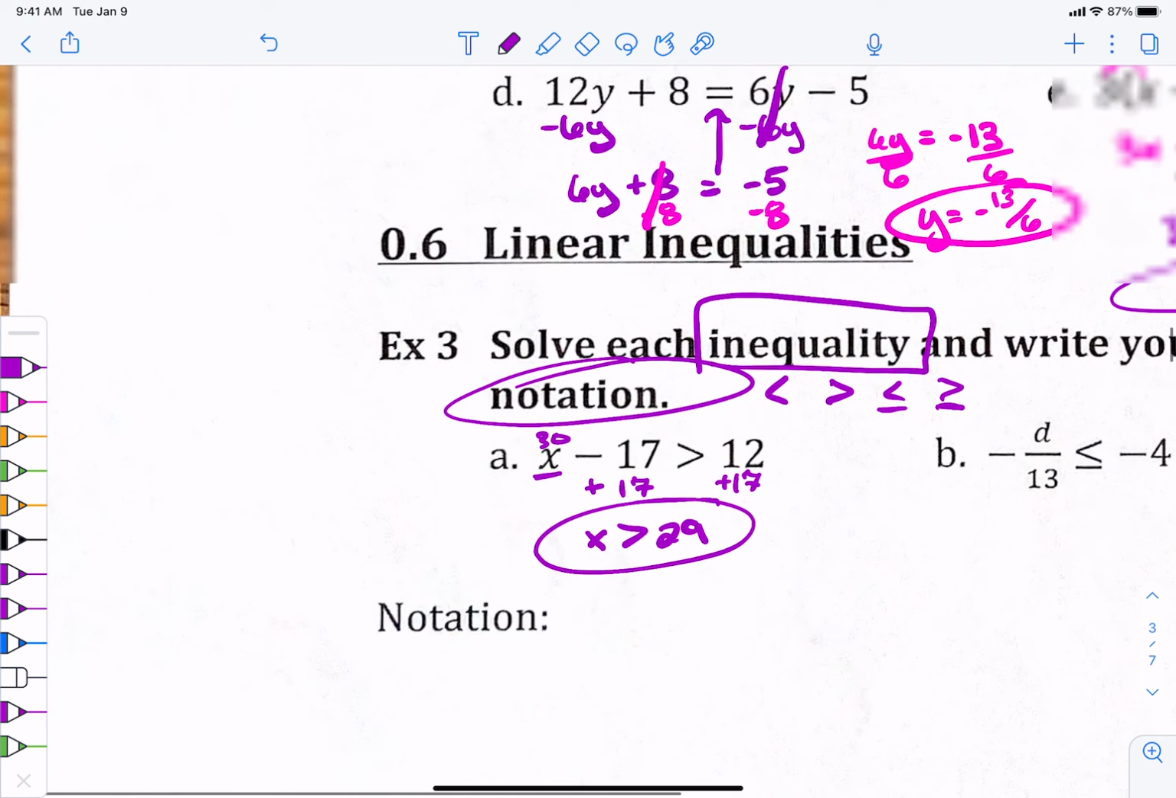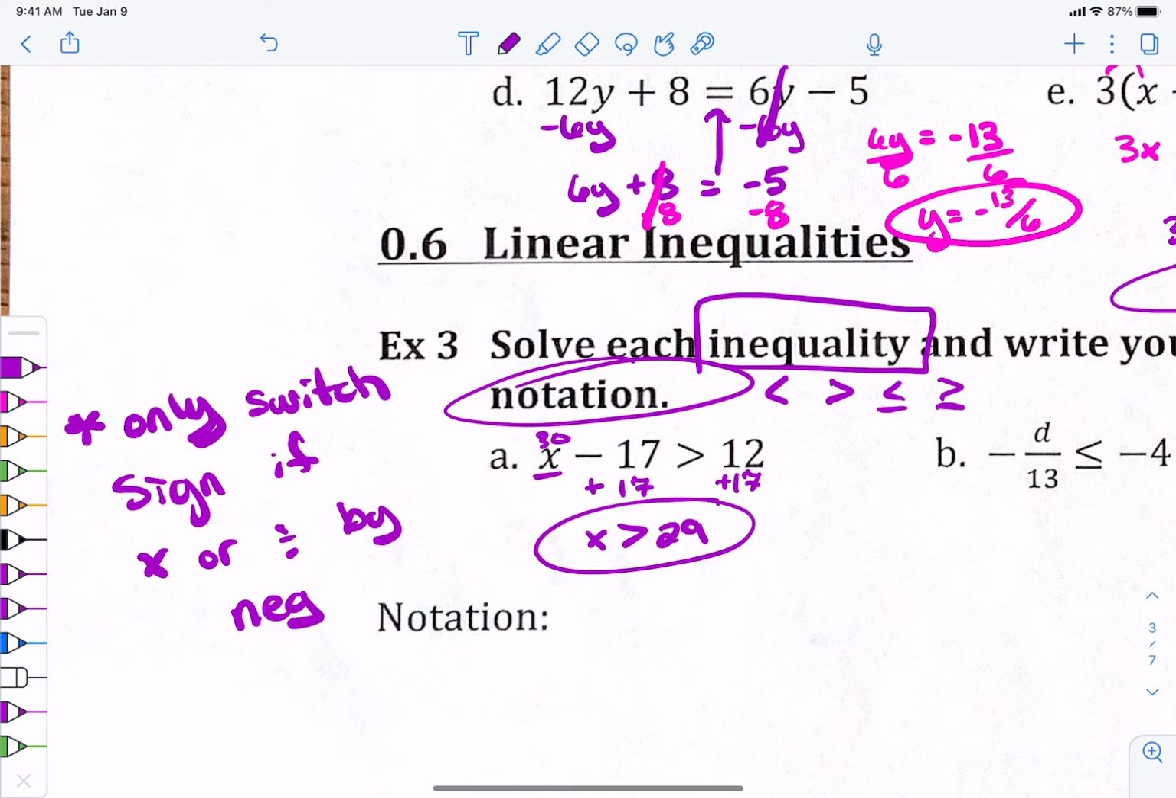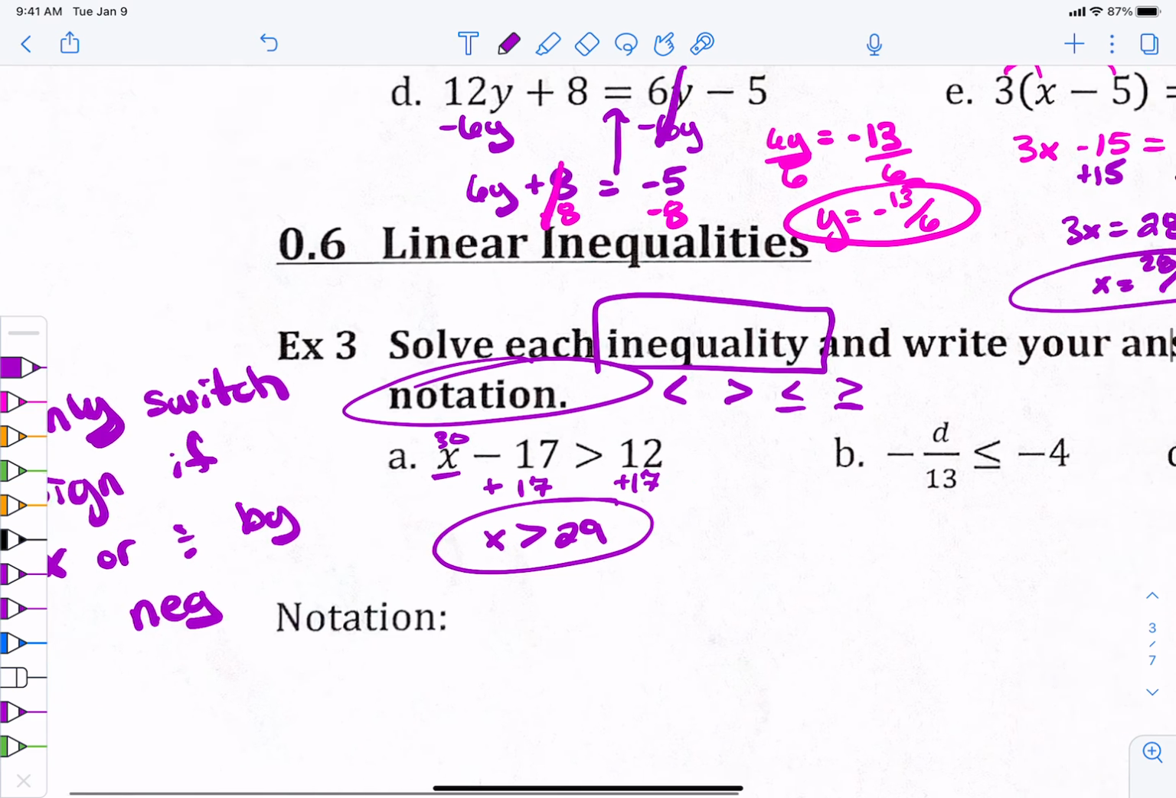I'm going to put off to the side over here what Jayton just said. Only switch the sign if you multiply or divide by a negative number. Any negative number, you flip the sign. Okay, if it's less than, it switches to greater than. If it's less than or equal to, it switches to greater than or equal to. If it has an equal to, you leave the equal to. You just flip the sign. If you don't have an equal to, you just flip the sign. Okay, we do that on the next one.